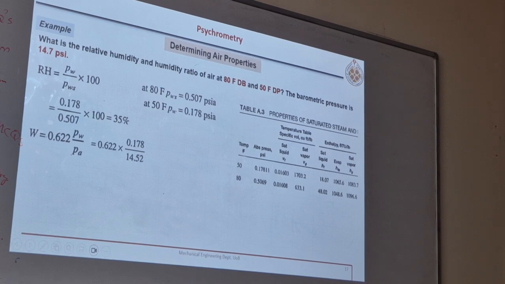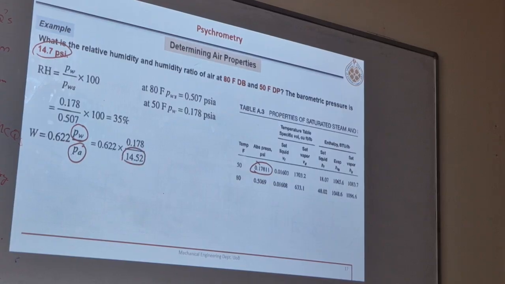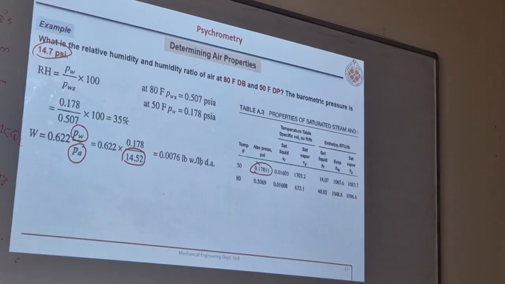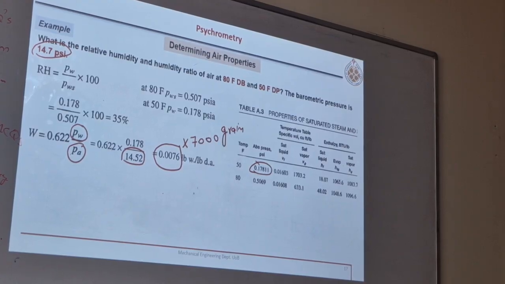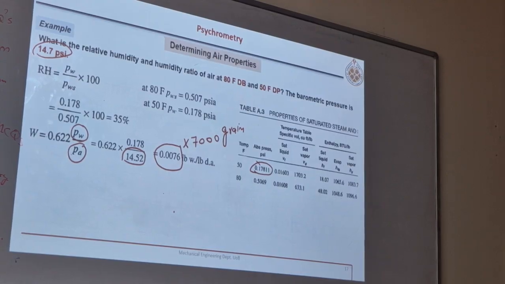Okay. So PW, this one, P of air, this minus this is written here. So that is specific humidity, pounds of water per pounds of dry air. This is a very small number. So what we do, we multiply with 7,000 grains of water per pound of dry air. So we use grains instead of pounds.